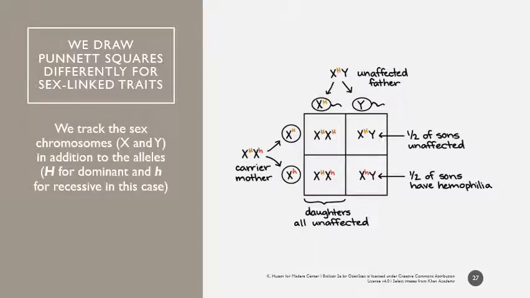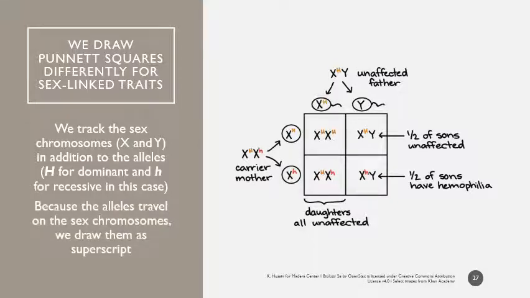So again, we have to track those sex chromosomes. We have to draw out the X and the Y in addition to the alleles for a particular disorder. In this example, capital H is the dominant allele and lowercase h is the recessive allele associated with hemophilia.